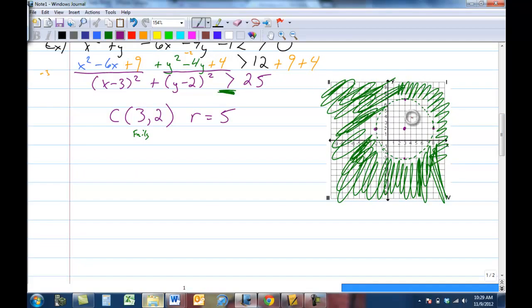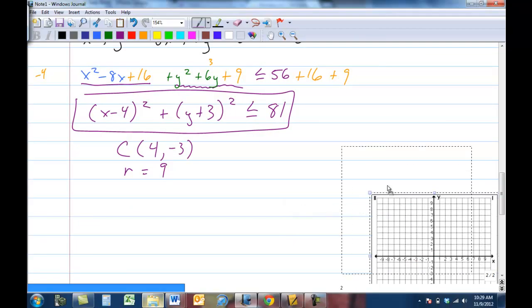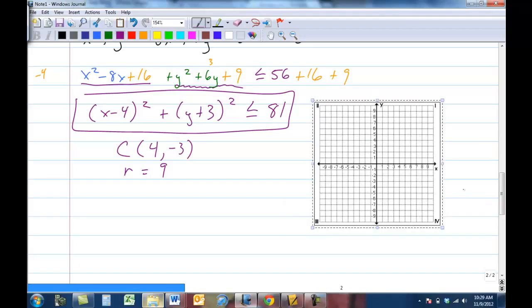I'm going to insert my graph again. Now, this graph probably won't fit. Watch this. 4, negative 3. Plot that right there with a radius of 9. 9 this way only gets me halfway. It'd be something like out there. 9 up gets me right there. 9 left gets me there. And 9 down, something like that.